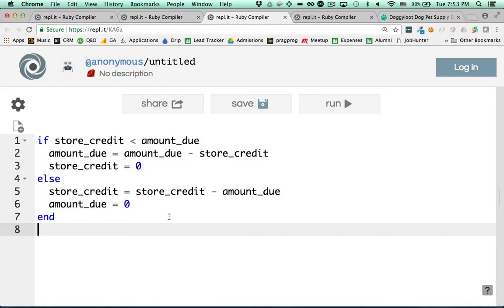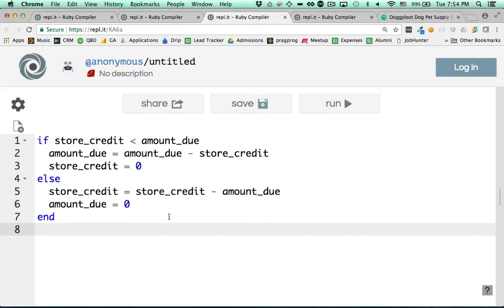Basically, it represents somebody buying a product. And at Doggy Loot, at the time anyway, we offered store credit. You can earn credit by referring a friend, or if you return something, maybe you get store credit. Everyone has a certain amount of store credit assigned to them. Your store credit might be 0, but it is some number.